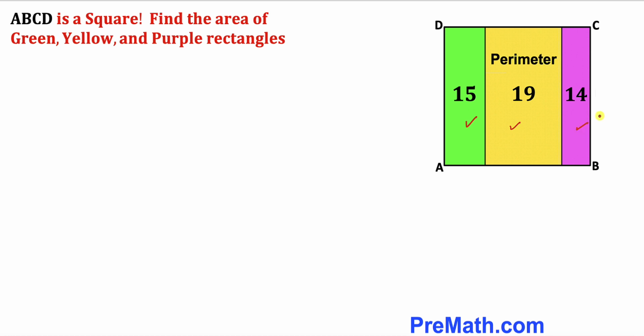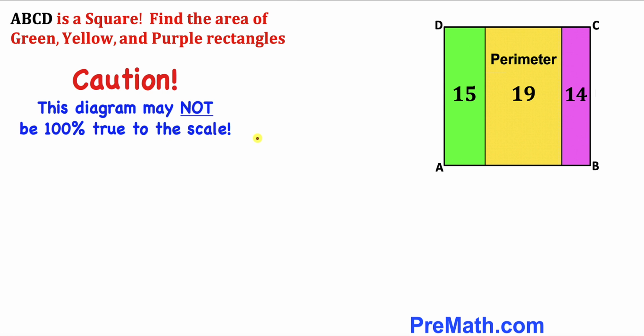In this video, we have got the square ABCD that consists of three rectangles, green, yellow, and purple, as you can see in this diagram. And moreover, the perimeter of this green rectangle is 15 units. The perimeter for this yellow one is 19, and for this purple one is 14 units. And now we are going to calculate the areas of all these three rectangles.